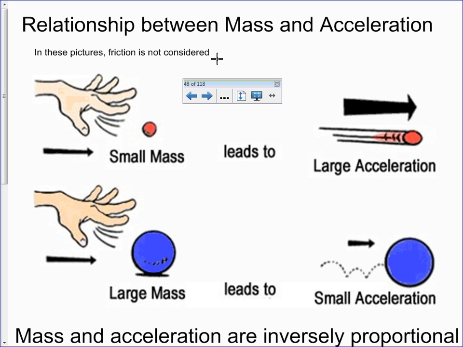So it's important to note, essentially, that in both of these pictures, force is the same, or it is constant. So if we keep force constant, and we have a small mass, we have a very large acceleration. If we keep force constant and have a large mass, then we have a very small acceleration.